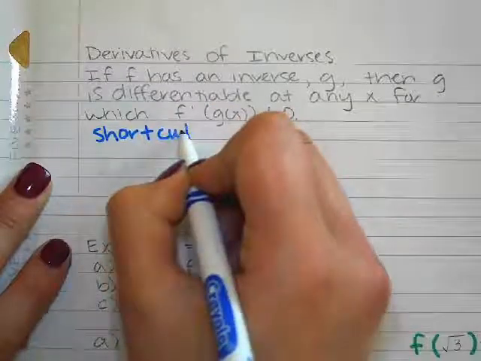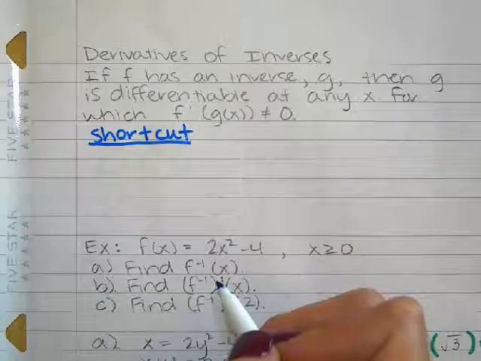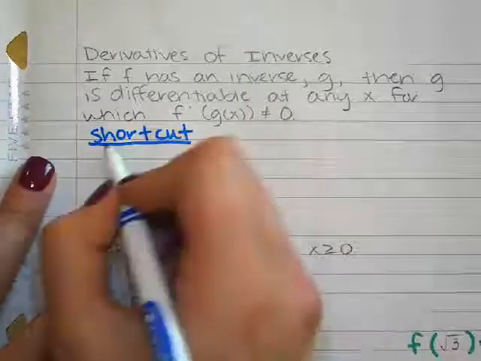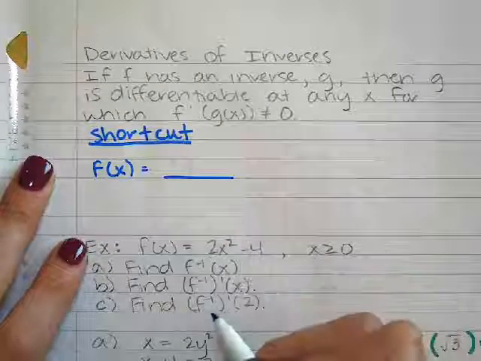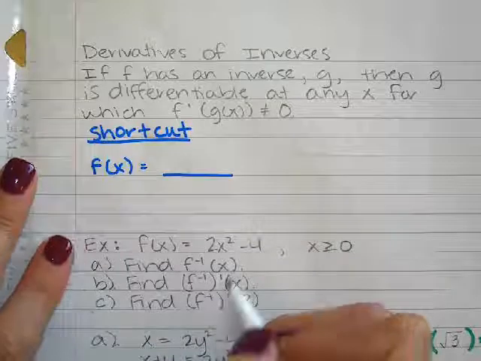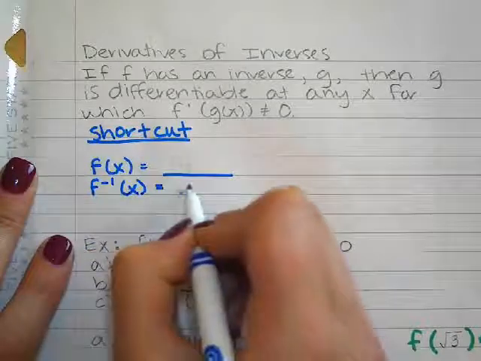So we're adding a shortcut. And here is the notation of the shortcut. You start with the original function, f of x equals something, right? And then from that, we find the inverse, and we're going to go ahead and call it g of x.